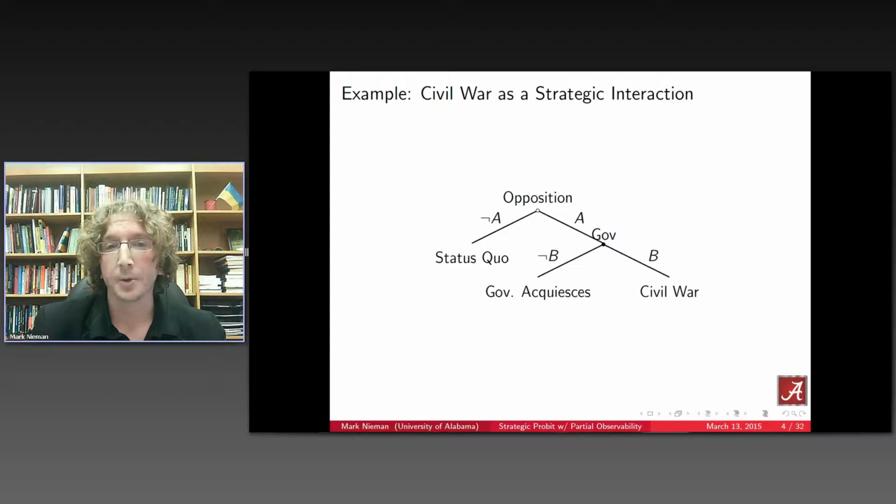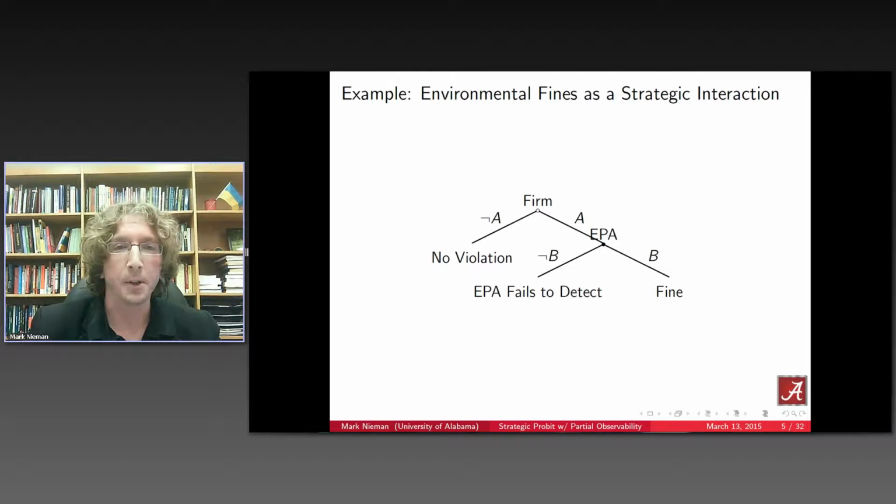If the government chooses not B, even after a challenge is initiated, then we would observe some kind of acquiescence to that opposition group, and that would be coded in the typical manner as a not war. But the status quo and this government acquiescence are two very different, qualitatively distinct outcomes that are being pooled together as not war. Another example we can think of is environmental fines as a strategic interaction.